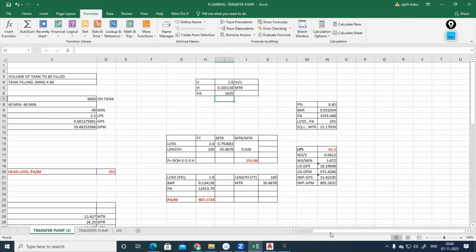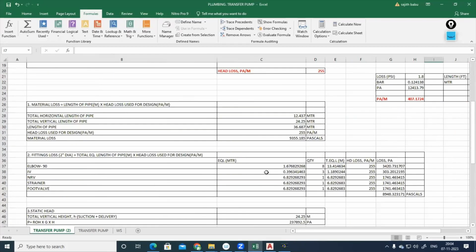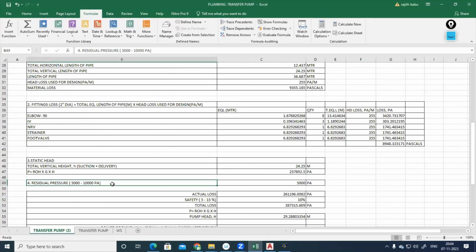That only is required. But normally, design engineers will be considering a residual pressure of 5000 to 10,000 Pascal. As you know, 5000 to 10,000 Pascal is not mandatory. Just 2000 Pascal is also fine if you are considering. Anyhow, generally we'll be considering 5000 Pascal, and even that is fine. So we'll be considering residual pressure 5000 to 10,000. I'll be considering 5000 Pascal there.